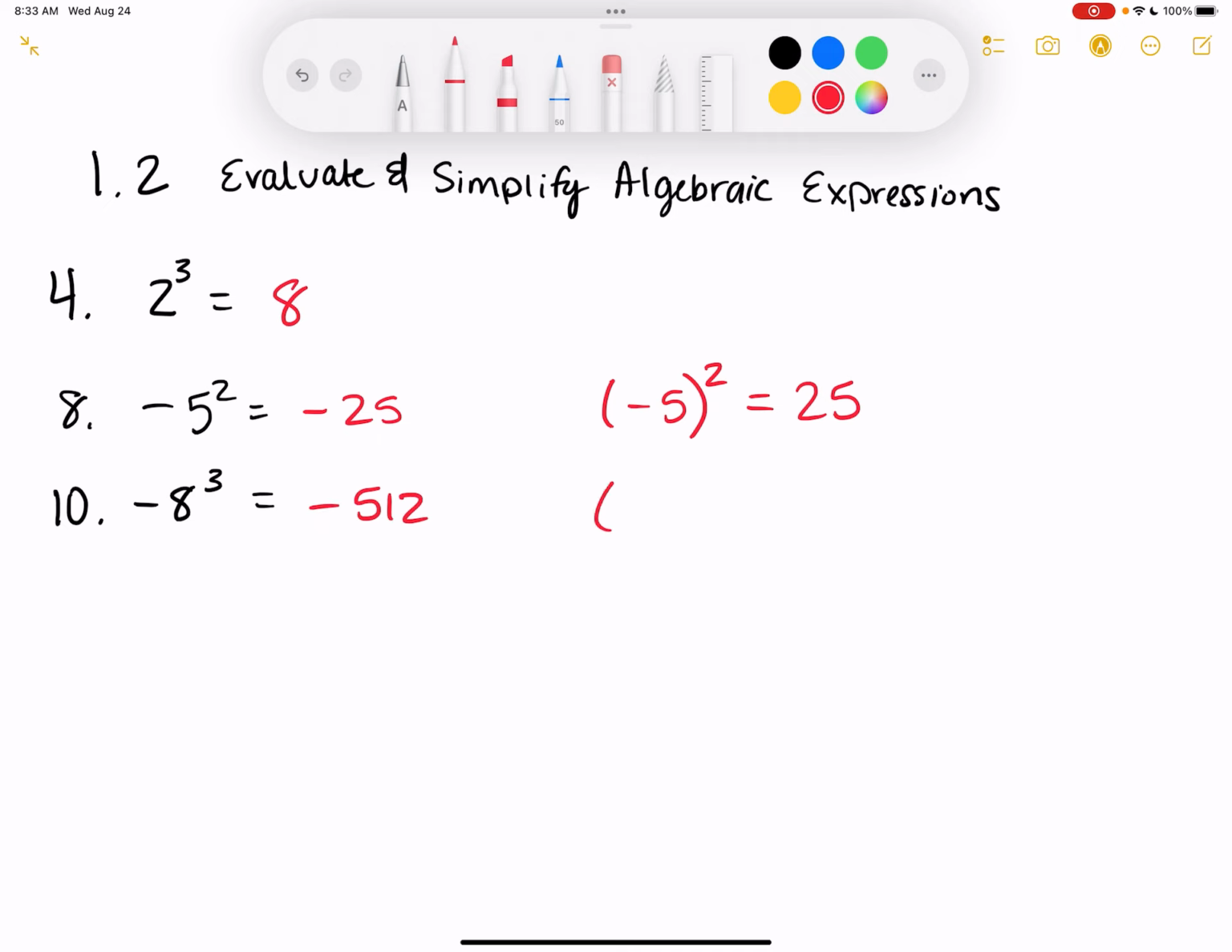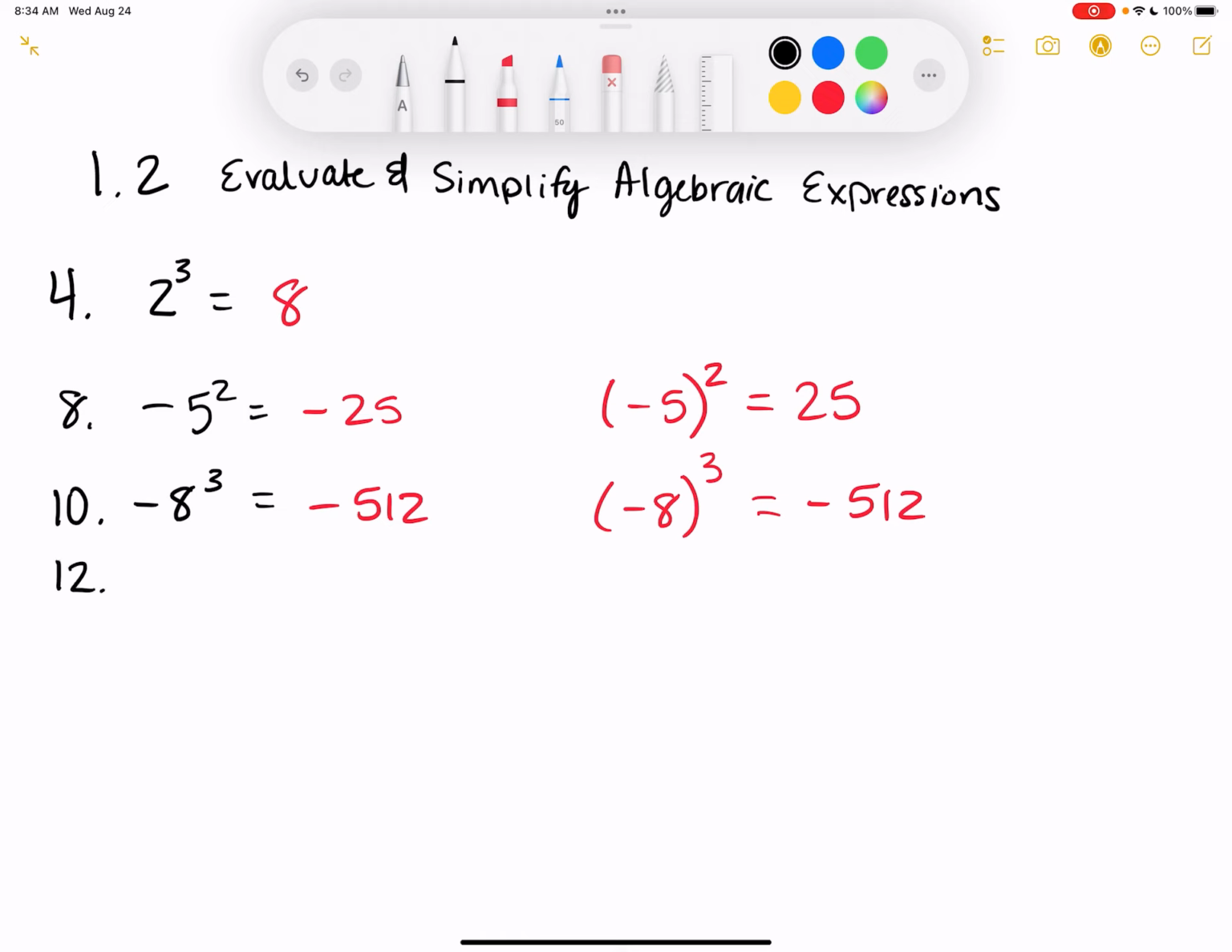What if instead we did negative 8 in parentheses, cubed? Negative times negative is positive, times another negative is negative. So this one is still going to be negative 512. And I point all this out because I've seen this mistake happen many, many times.